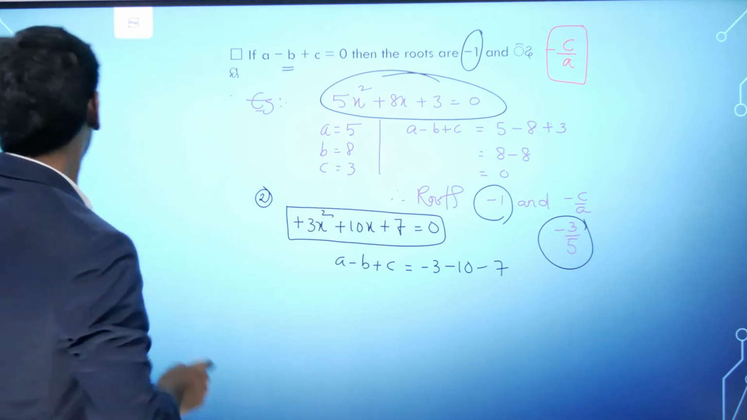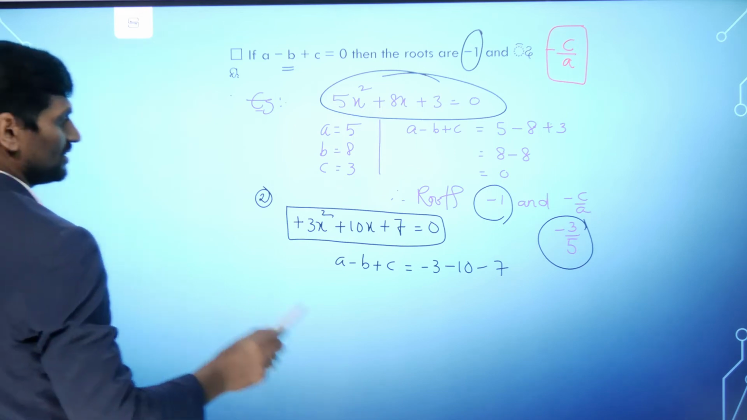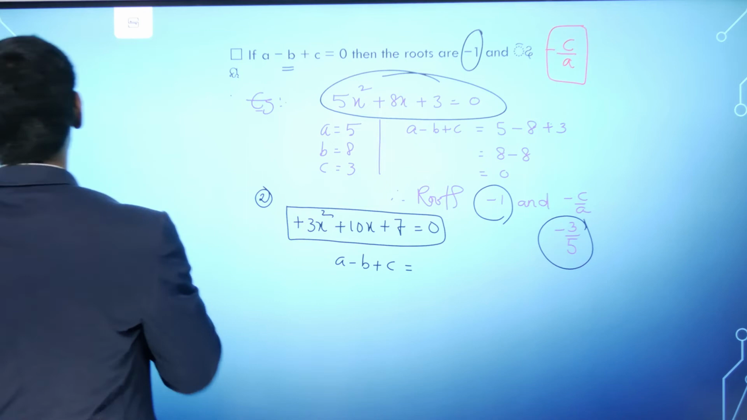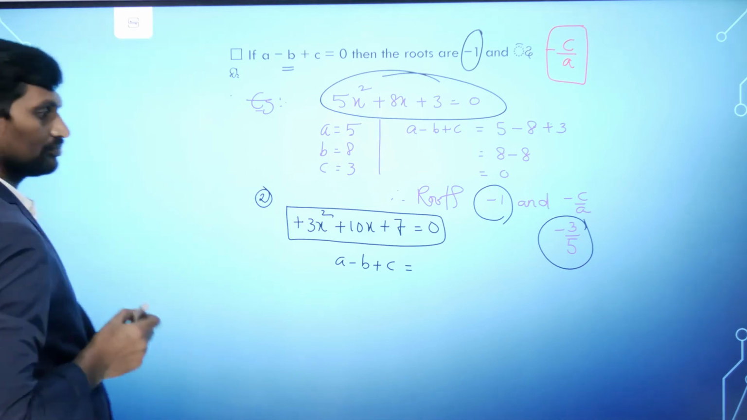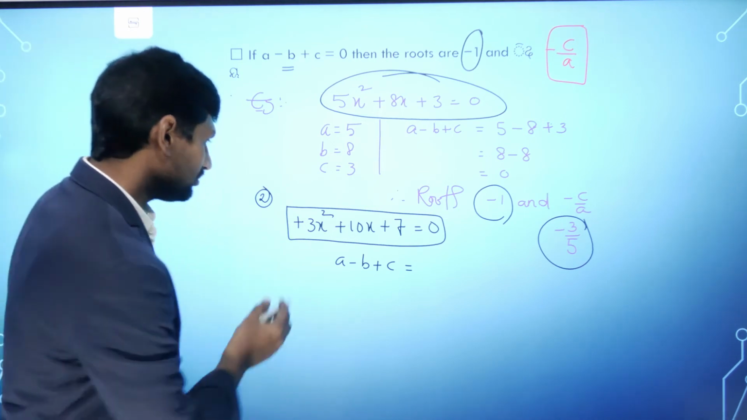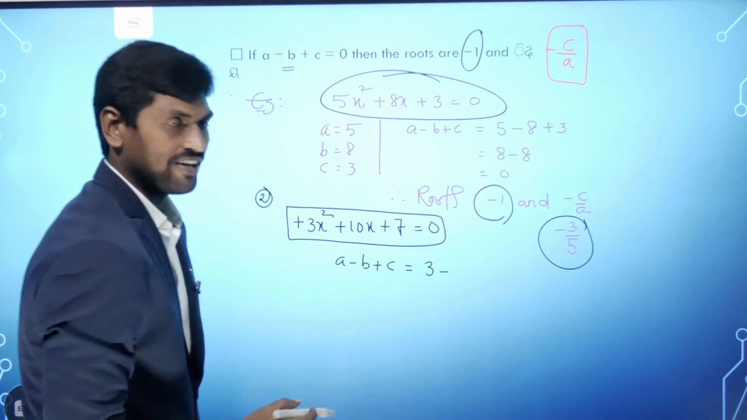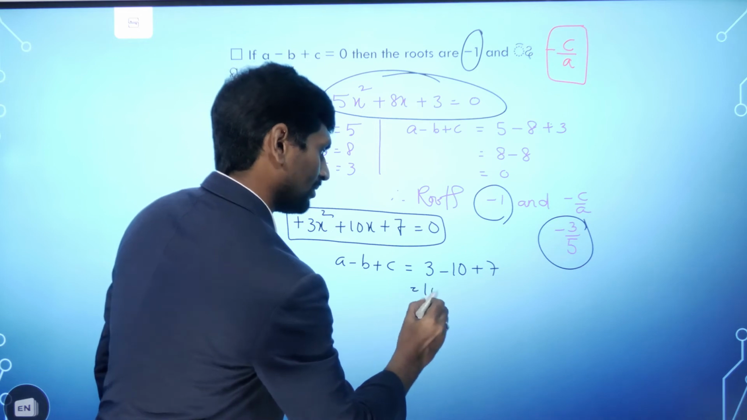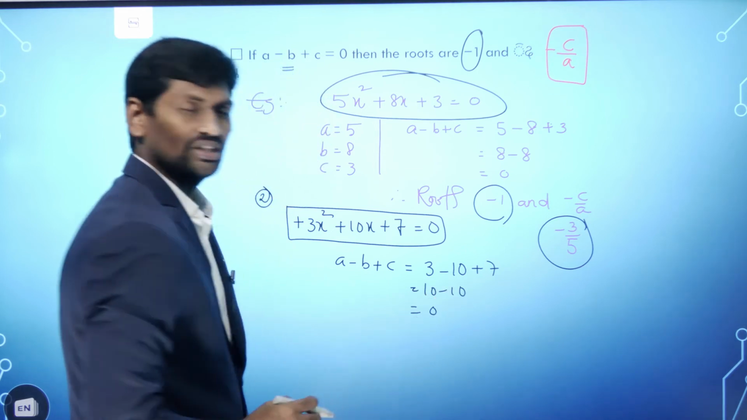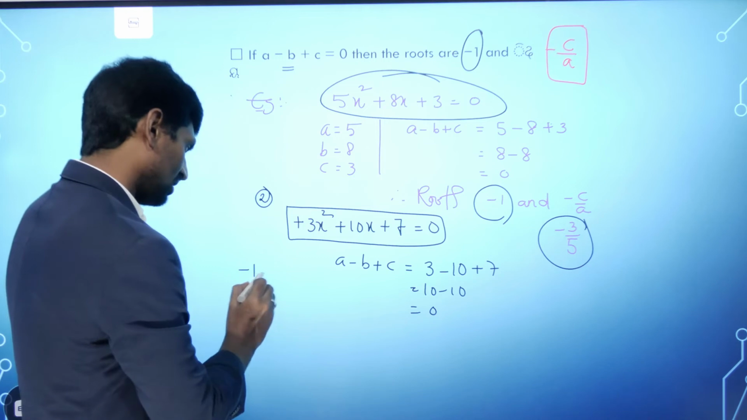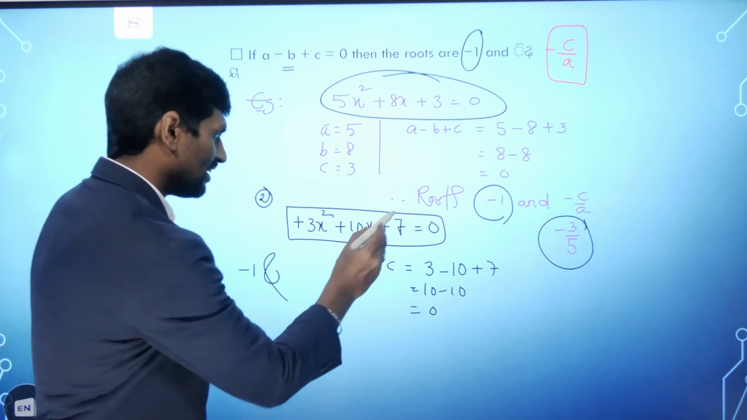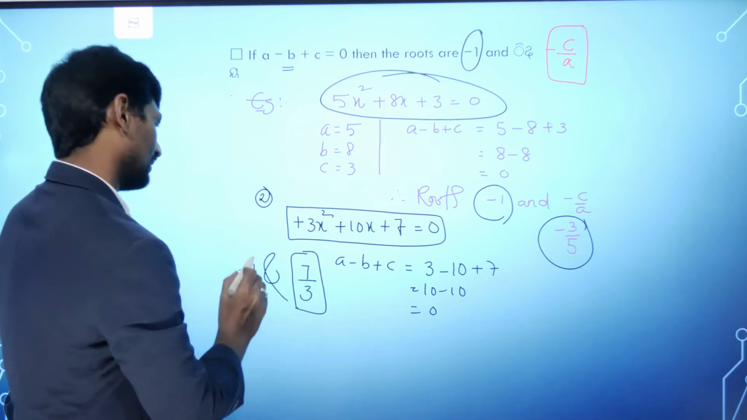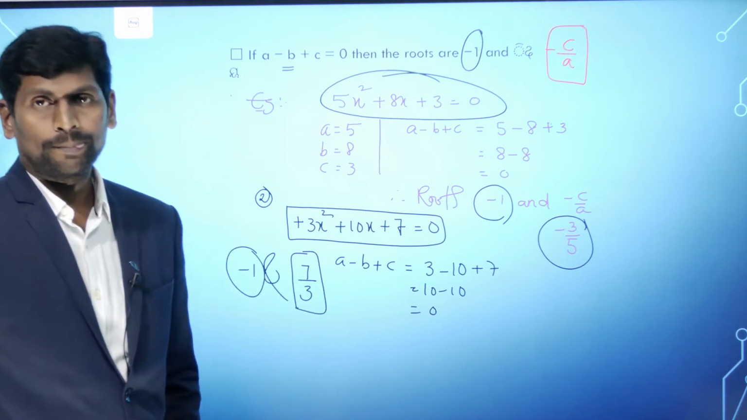Now check. Now this will satisfy the condition and we can identify the roots of this quadratic equation. Okay? Yeah, 3 minus b value is 10 plus c value 7. So 10 minus 10 equals to 0. Then the roots are minus 1 and c by a. What is the c value? It is 7 and a value is 3, so minus c by a, 7 by 3. Okay?